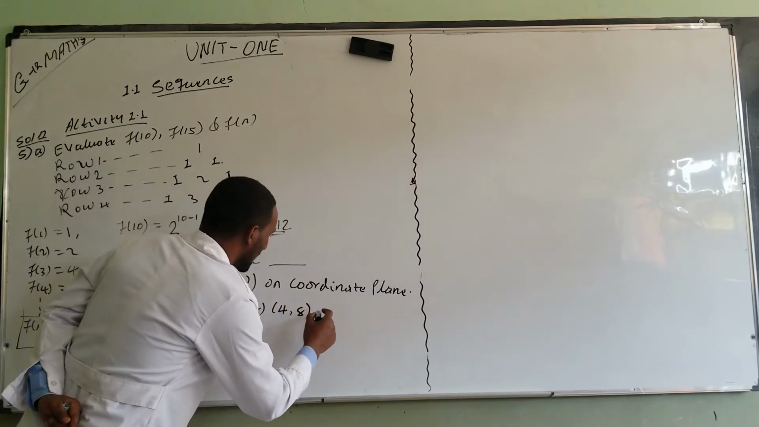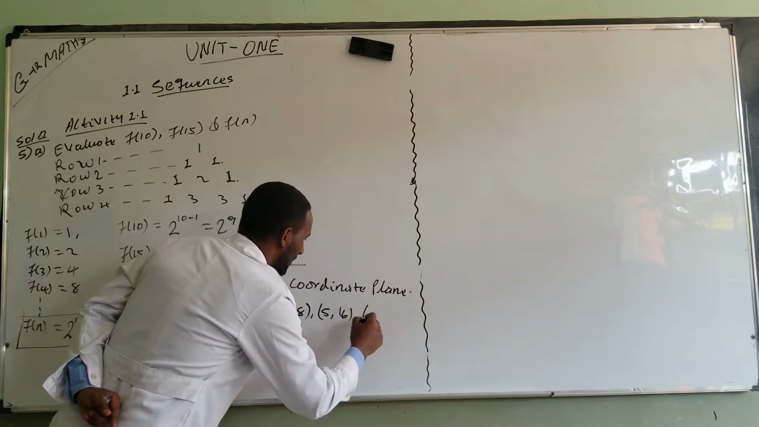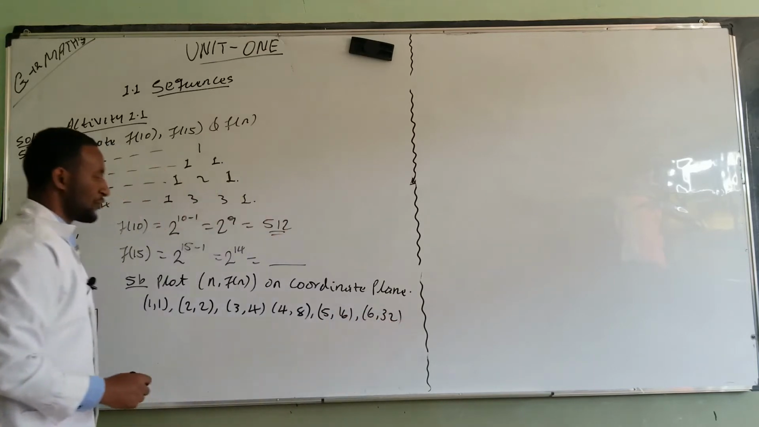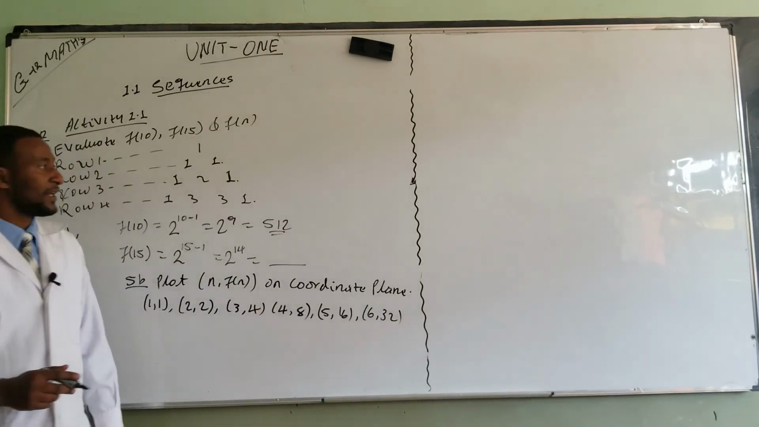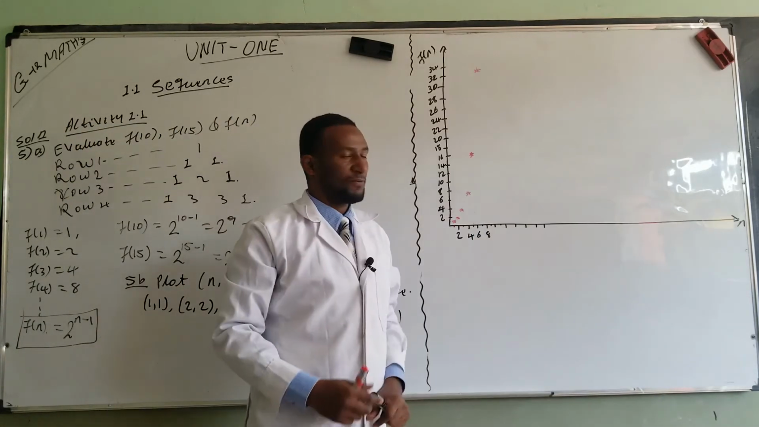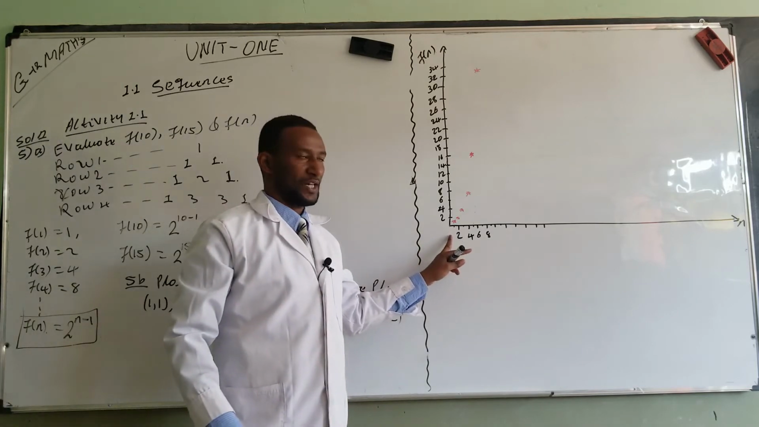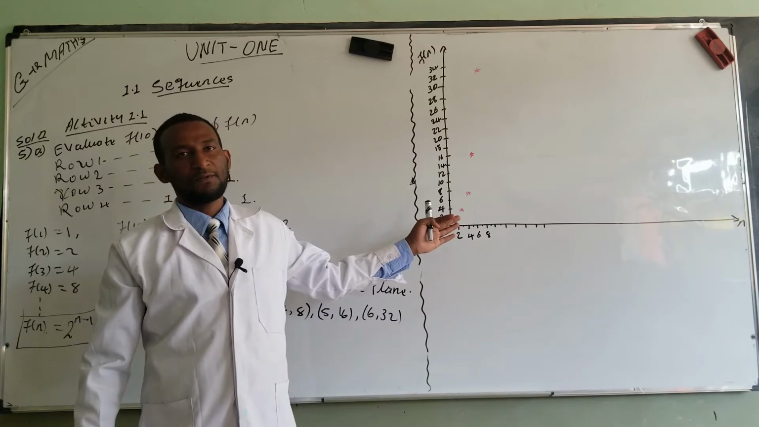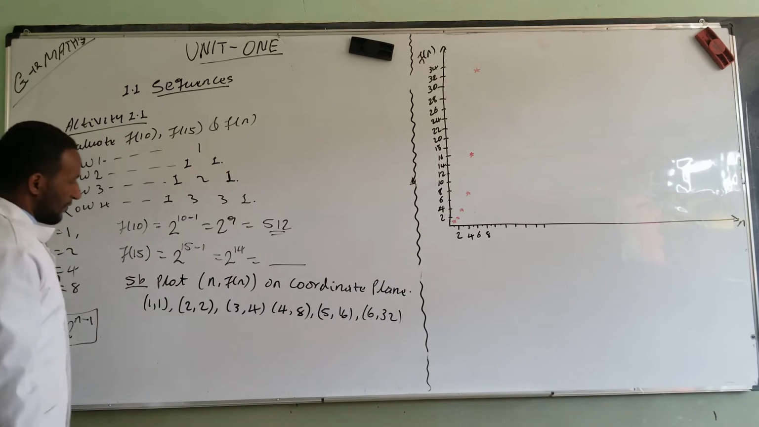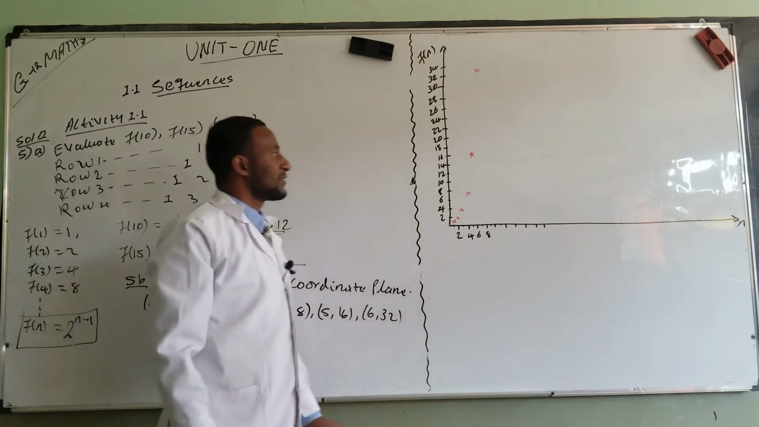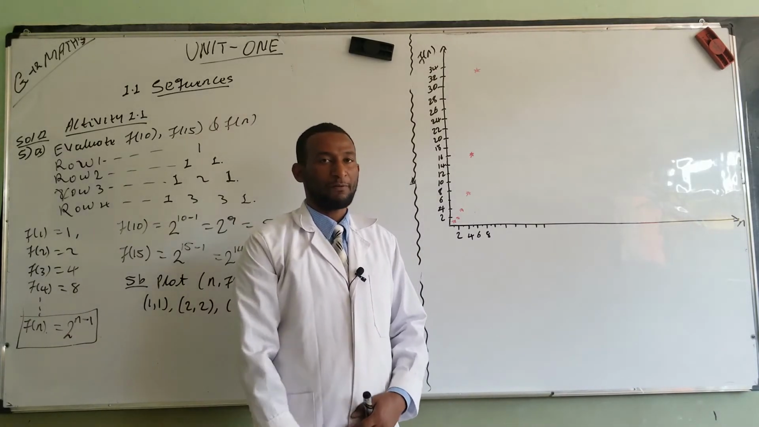Therefore, when n is 5, it becomes 16. When n is 6, it becomes 32. Then we can plot these ordered pairs on the coordinate plane. The graph of these ordered pairs looks like this. That means this is the graph of the sequence in question number 5a. That means this is the graph on the coordinate plane for f(n).